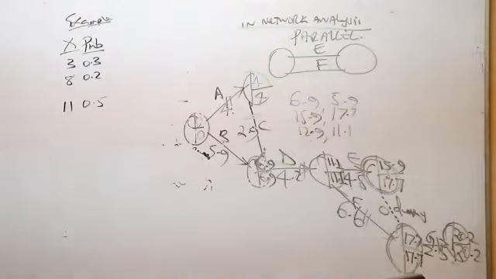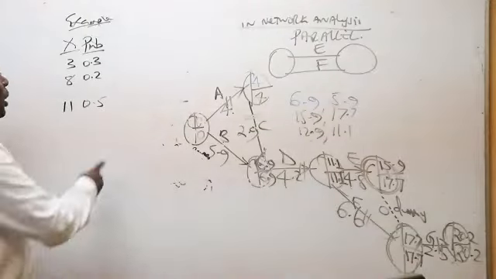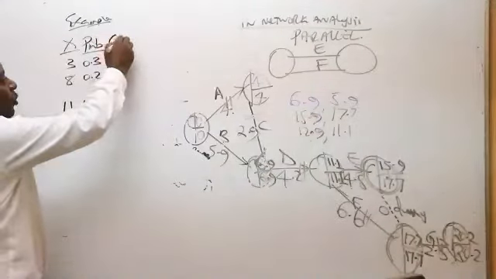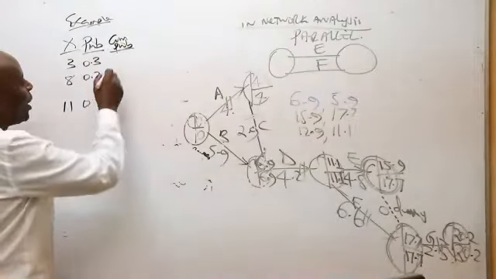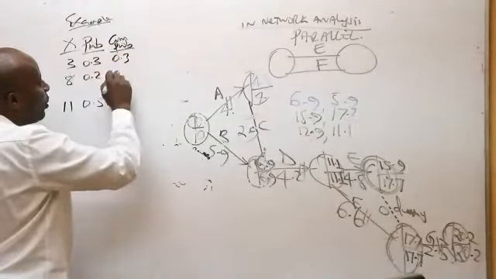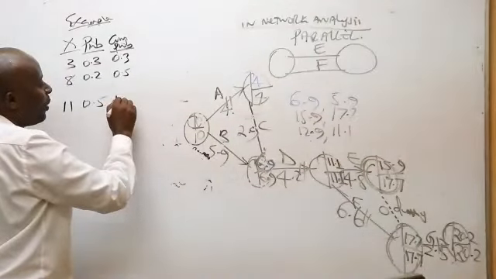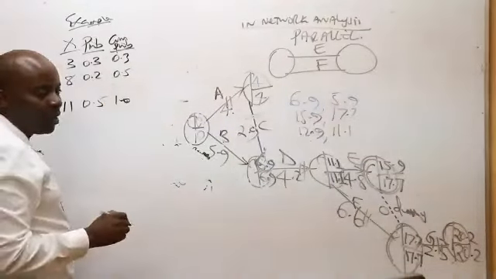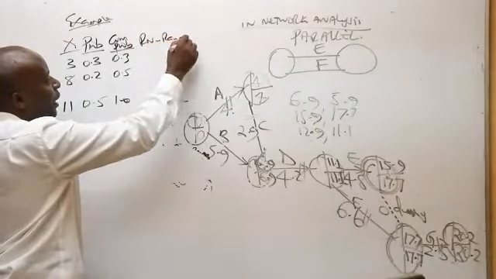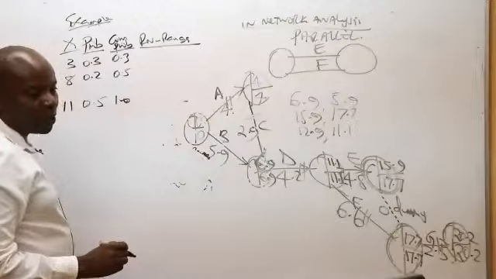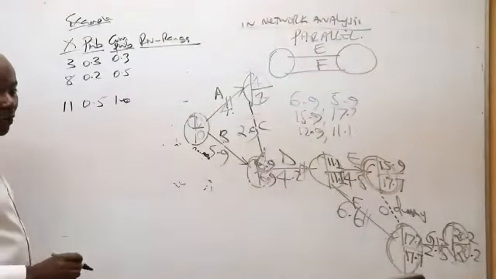Thank you very much. So this is where we are. The first thing I need to do is give the cumulative probabilities. We have 0.3, 0.5, and then 1.0. From there, I now need to provide the random number ranges.